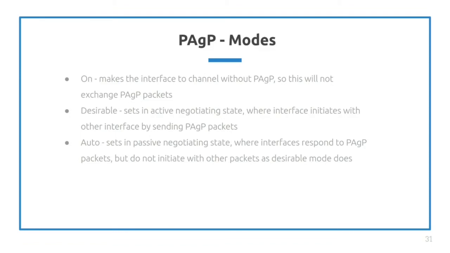There are three modes in PAGP: on, desirable, and auto. The on mode will force the interface to channel without PAGP. Then there is desirable, which puts the state in active negotiating. Here it will send PAGP packets to other interfaces to begin initiation. Lastly, there is auto, which puts the state in passive negotiating. Here, there will be no initiation of PAGP with other packets.